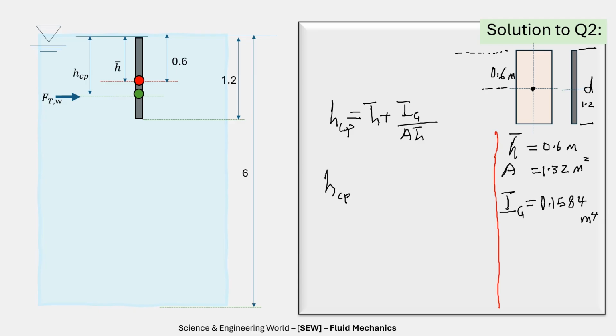HCP will be equal to 0.6 for the H bar plus 0.1584 for IG. Area is 1.32 times H bar, which is 0.6. So if you put all of this in the calculator, we have 0.6 here plus 0.2. Therefore, HCP, that's the center of pressure, HCP is equal to 0.8 meters.